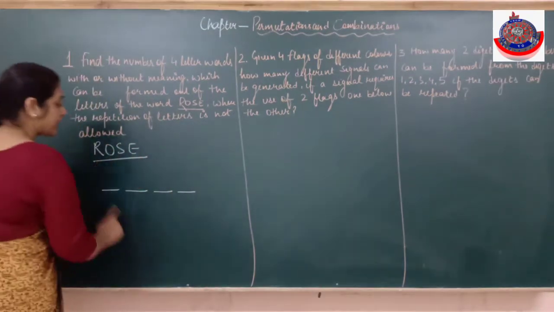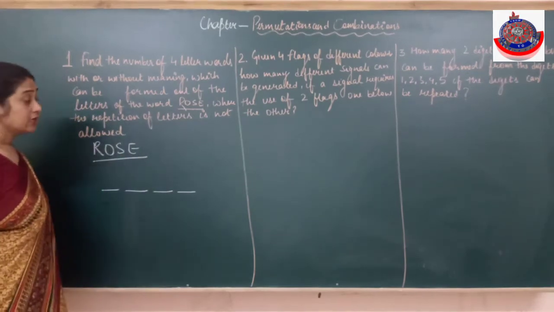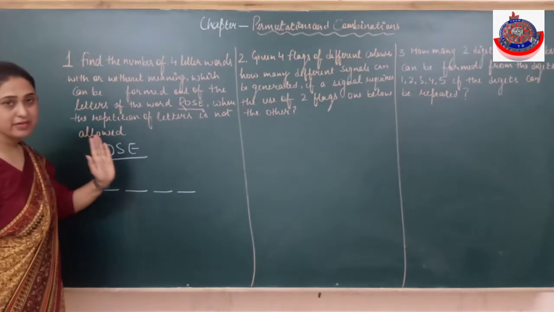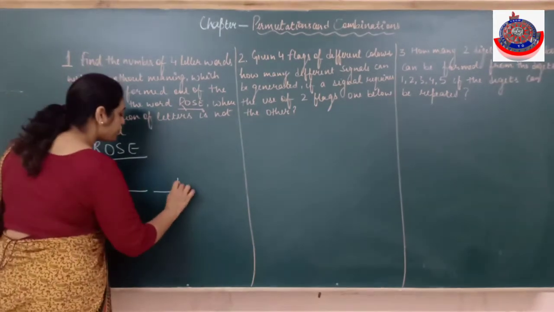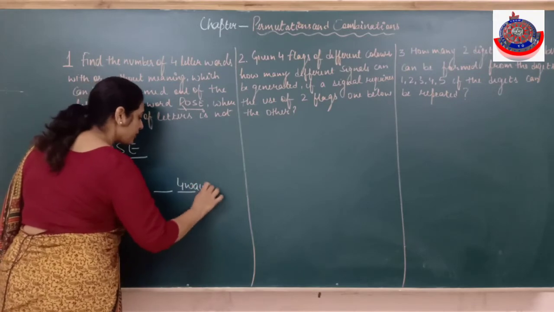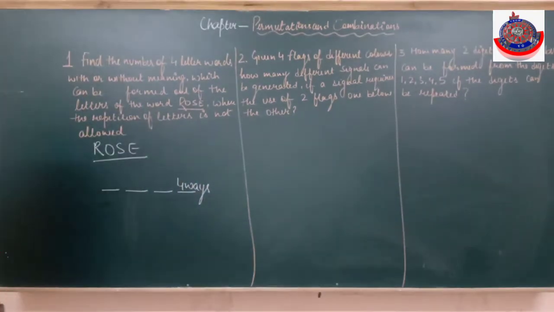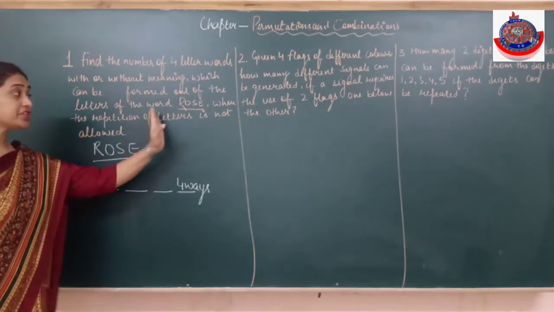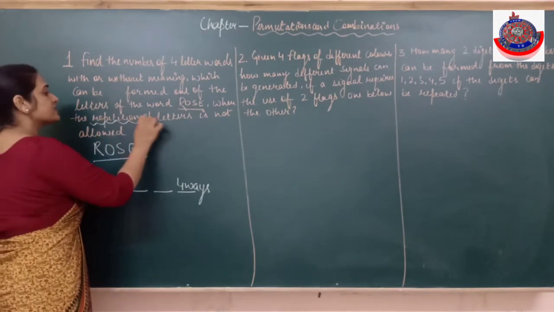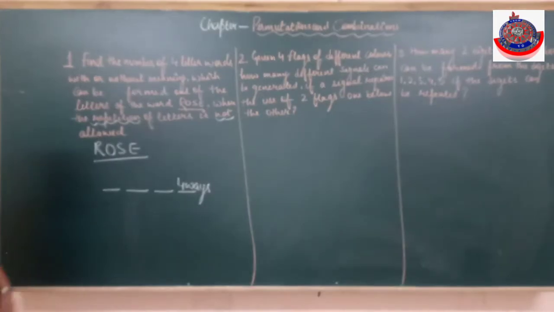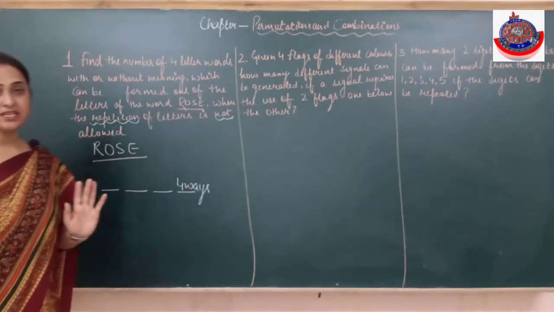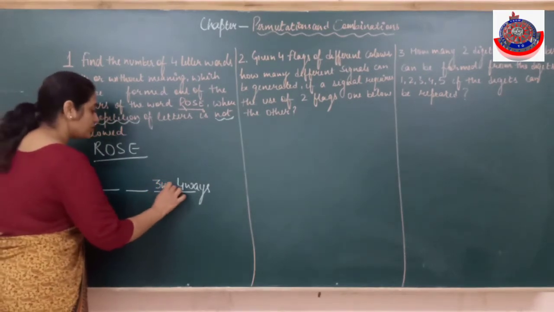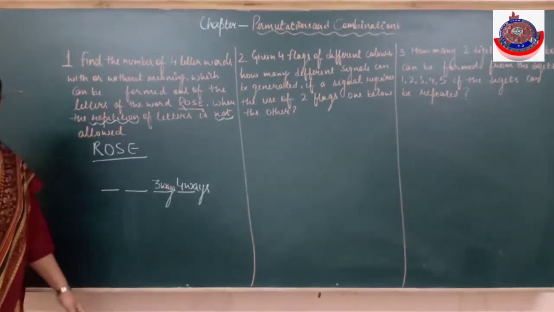So if I think about the first blank, how many options do I have? I can pick up R, I can pick up O, I can pick up S, I can pick up E. So that means my first blank can be filled in 4 different ways. Now, one out of these 4 letters has been chosen, and repetition of the letters is not allowed. So whatever I have written here, I won't be repeating it. So how many choices are left for my second blank? 3 ways. I have only 3 choices.